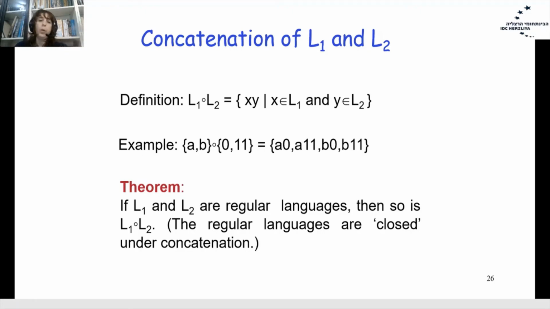So if we have the language L1 with two words A and B, and L2 the language with two words 0 and 11, then the resulting language for the concatenation operation is A0, A11, B0, B11. So the theorem is, if L1 and L2 are regular languages, so is L1 concatenation L2. Or the family of regular languages is closed under concatenation.